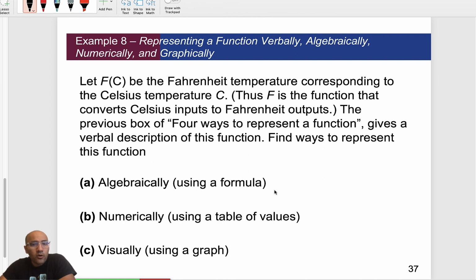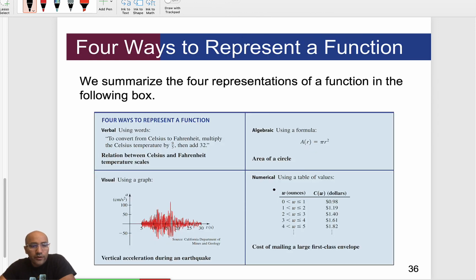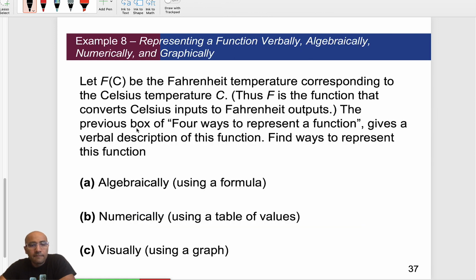Good. Okay, so practicing. Let's practice with the relationship between Fahrenheit and Celsius. So we had the verbal description. We saw over here that the verbal description was to convert from Celsius to Fahrenheit, multiply the Celsius temperature by 9/5, then add 32. Okay, so we want to describe that in 4 ways. Algebraically, numerically using a table of values, and then visually using a graph.